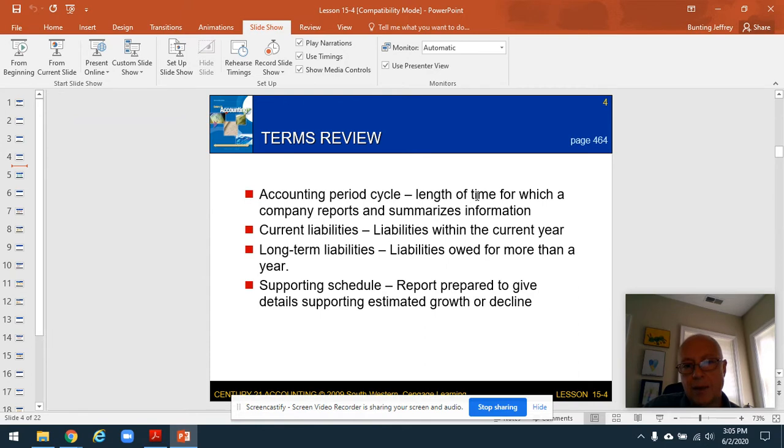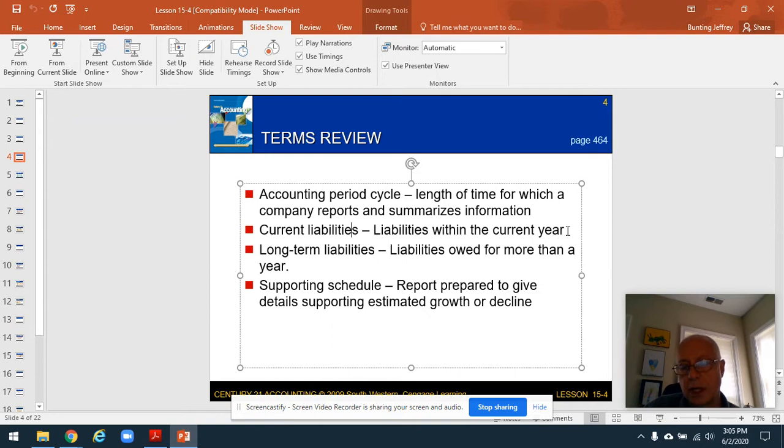So we got accounting period. I want to review with you the current liabilities. It's any liability that's due within a year. And we're looking at the fiscal year. Same thing with long-term liabilities. And if we're looking at current assets versus long-term assets or plant assets, or you may see them referenced as capital assets, they are all talking about the same thing.